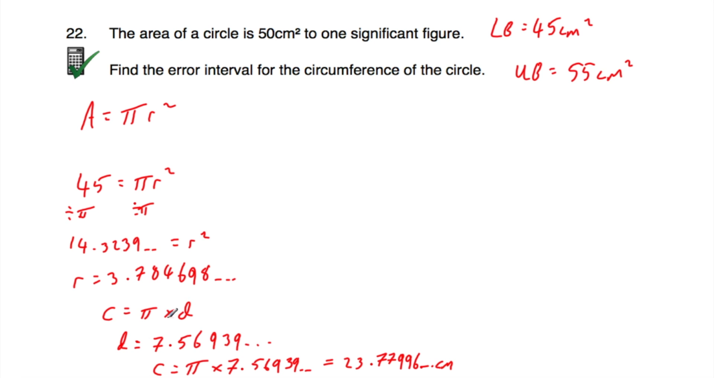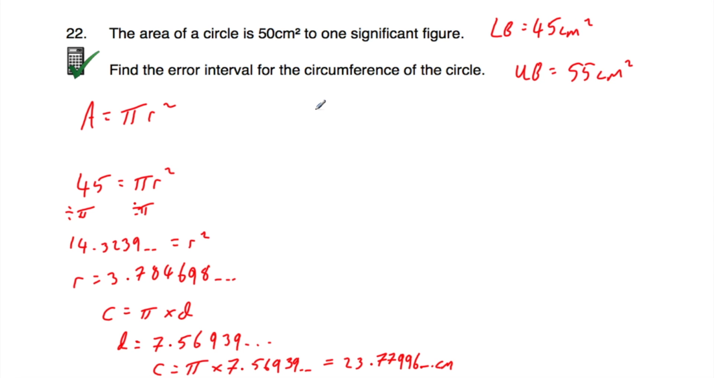Whenever we take the radius and multiply by 2 to get the diameter, that gives us 7.56939 and so on. And when we times that by pi, we get the circumference, so the lower bound for the circumference would be 23.77996 and so on centimeters. So that's the lowest possible circumference of the circle. That would be if the area was 45 centimeters squared. Now let's consider the upper bound.